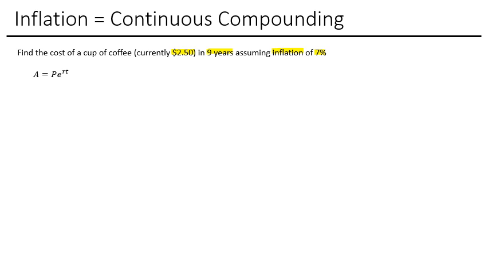Actually, I don't need to rearrange this formula at all because I want to know the future value. So I don't actually have to do any rearranging. I'm just going to leave it just like this. So I'm going to plug in the numbers. My present value is $2.50, times E raised to the 0.07 times 9. And when you plug all of that into your calculator, it says that in 9 years, your cup of coffee that's currently $2.50 will be $4.69. So there you have your example for inflation.